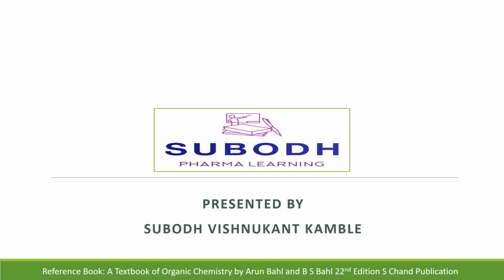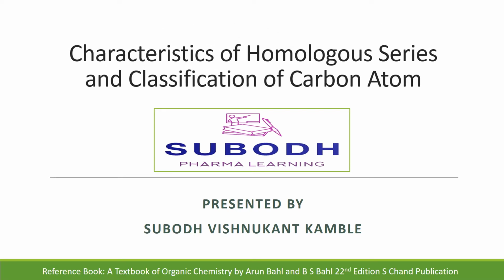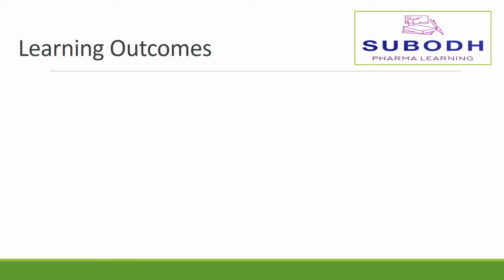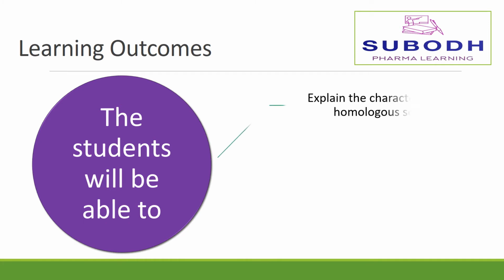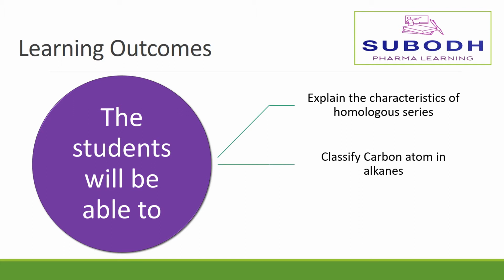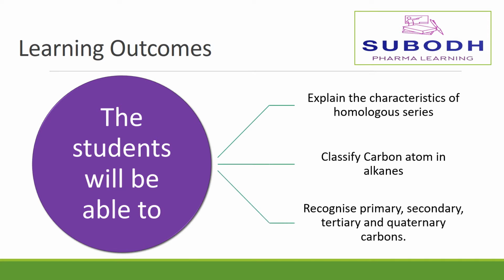Dear students, Namaste. In this video tutorial, we will learn about characteristics of homologous series and classification of carbon atom. After watching this video, the students will be able to explain the characteristics of homologous series, classify carbon atom in alkanes, and recognize primary, secondary, tertiary, and quaternary carbons.